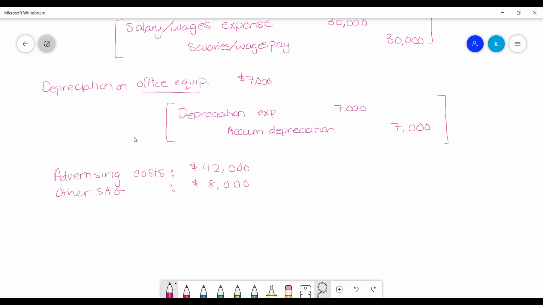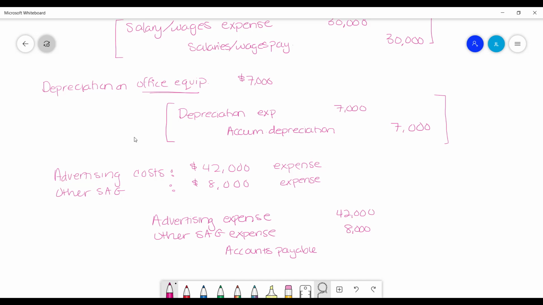Well, advertising costs, remember, they're expensed in the period in which they are incurred, so we would have to record an expense for that one, as well as these other SAG expenses if they aren't identified as salary or wages expense. So we would debit advertising expense for $42,000, debit other SAG expense for $8,000, and then we will credit accounts payable for $50,000.